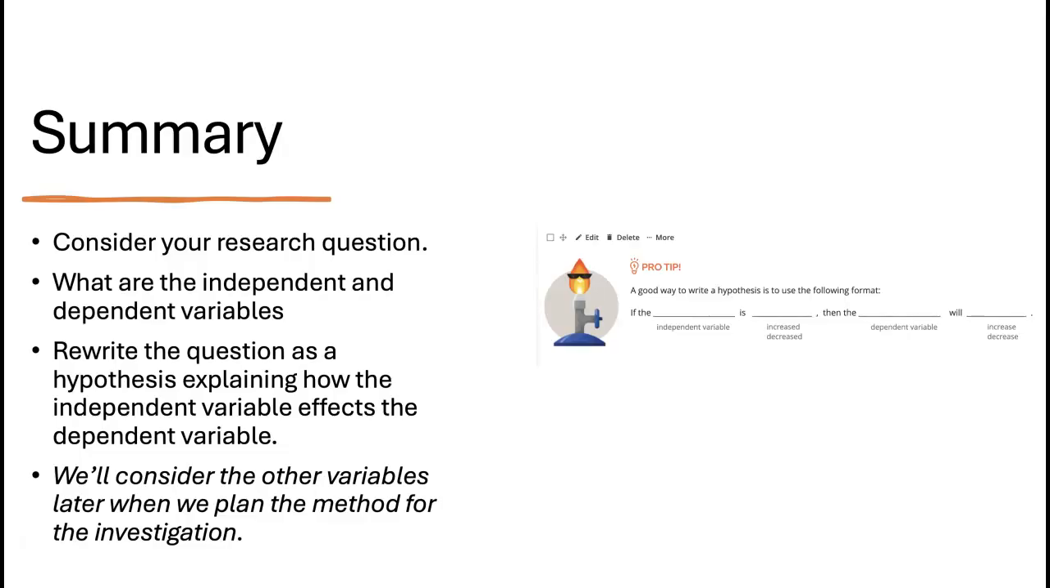So, in summary, consider your research question, work out what your independent and dependent variables are, and then rewrite that question. You rewrite the question so it's now a hypothesis. If I do one thing, what will happen to the other? And we'll talk about the other variables later when we start talking about method, because when you're planning your method, you're going to try and work out how to control those variables. And I hope that helps.